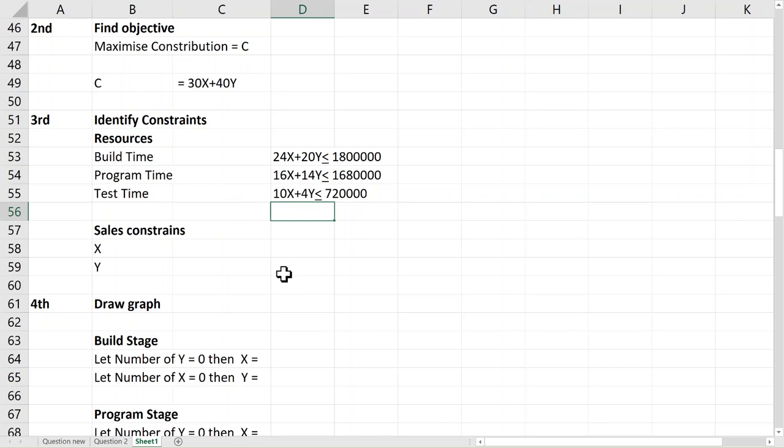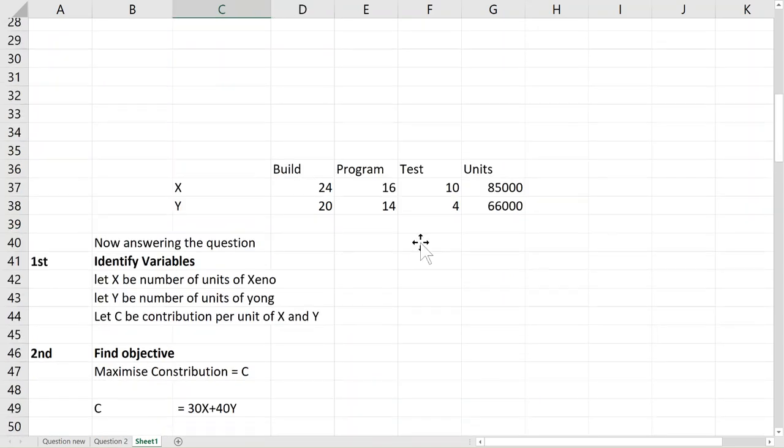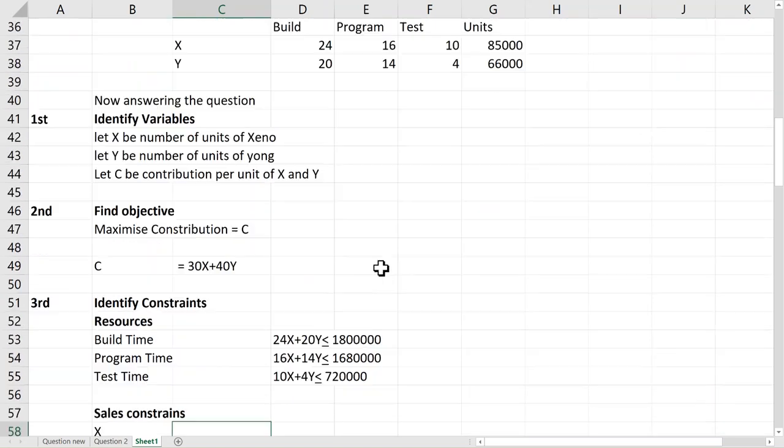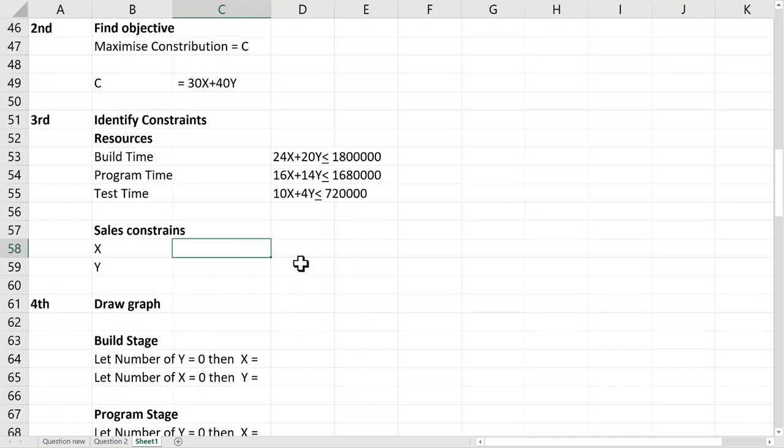Doing the same thing for sales. Remember, sales were limited to the maximum of 85,000 x and 66,000 y. So x can be equal to or less than 85,000 and y 66,000.